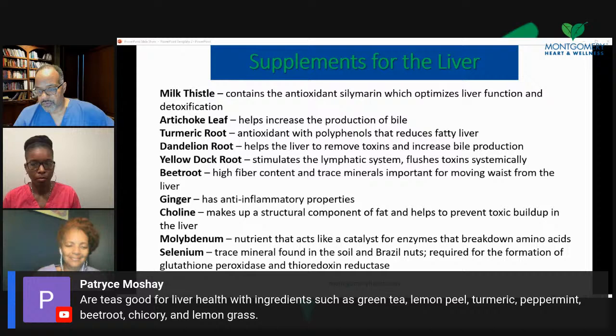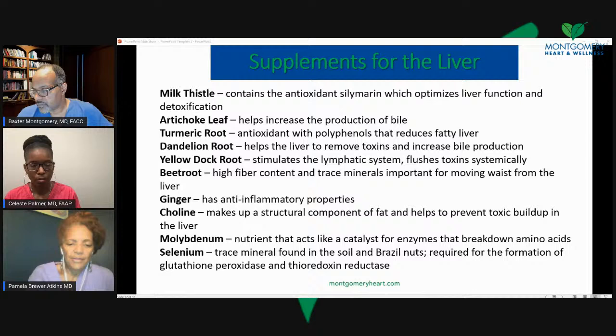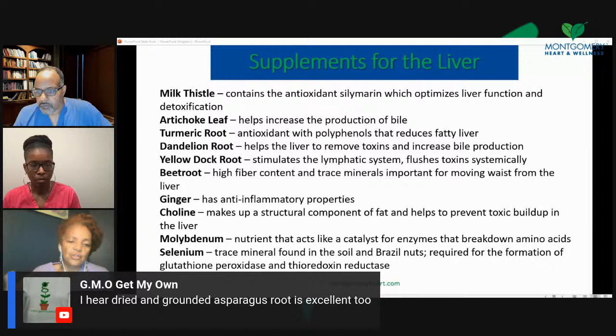Dr. Atkins, green tea, lemon peel, peppermint, do you use any of those? Yeah, all those ingredients are good ingredients. I just remind people that teas are the weakest form of some of the herbal products. Extracts or tinctures are stronger, or capsules. So when you're doing a tea, just know it's a weaker form, but it can be a beneficial herb. Something like milk thistle, all these herbs are good. And sometimes taking a capsule may be like taking so many pounds of it, which we won't probably get in our normal diet.